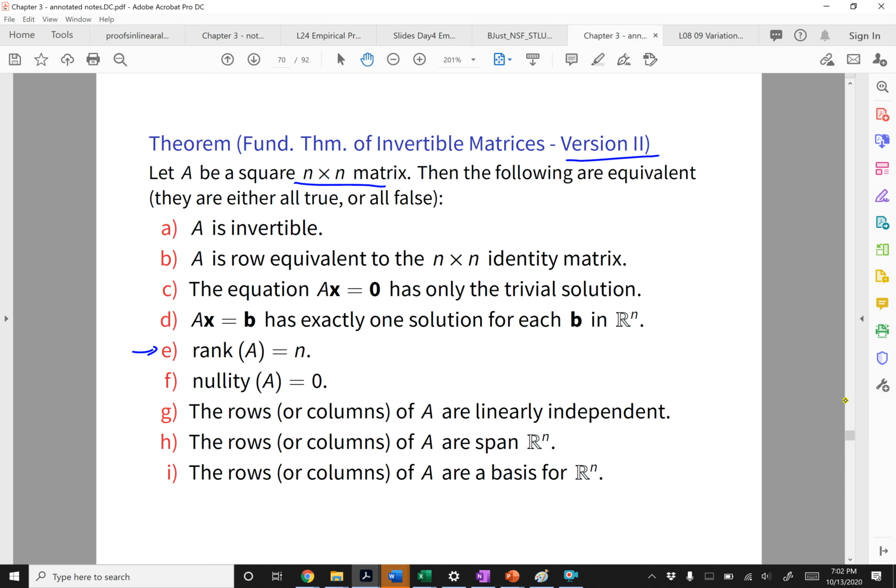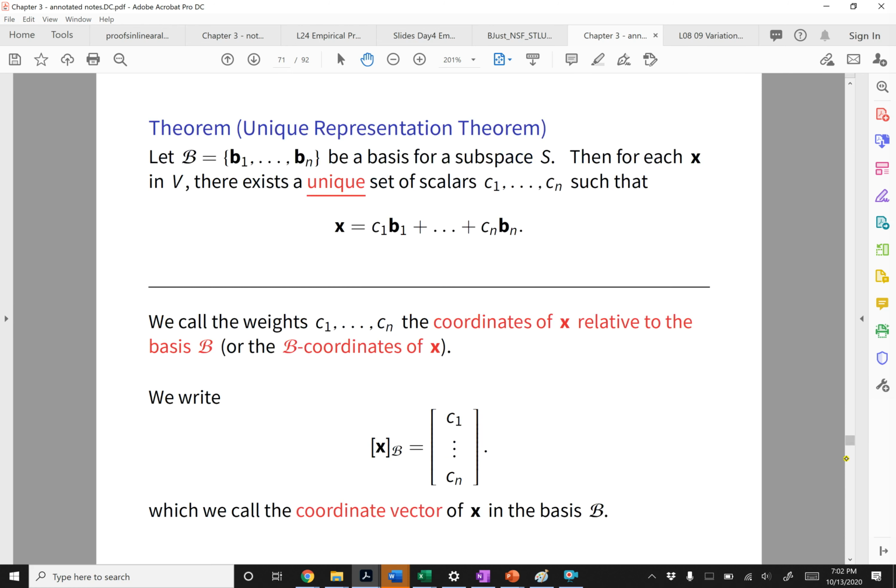So there's only one point in the null space, and that's the origin. The rows or columns of A are linearly independent. The rows or columns of A span Rn, and the rows or columns of A are a basis for Rn. If you get one of those, you have all of those. So, okay, here's a statement of a theorem.